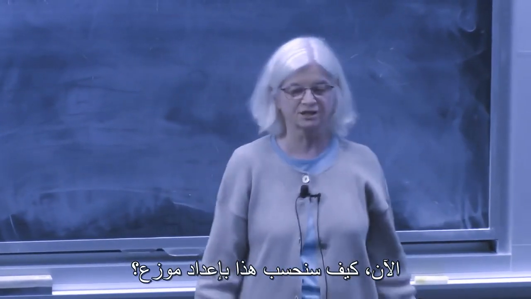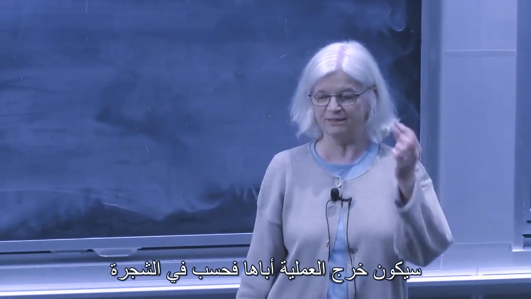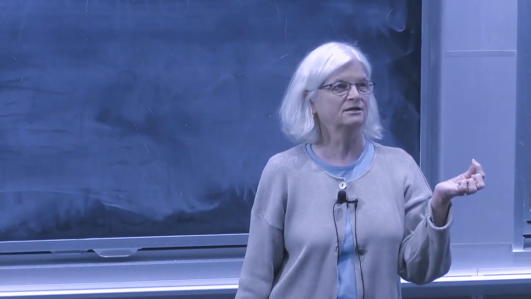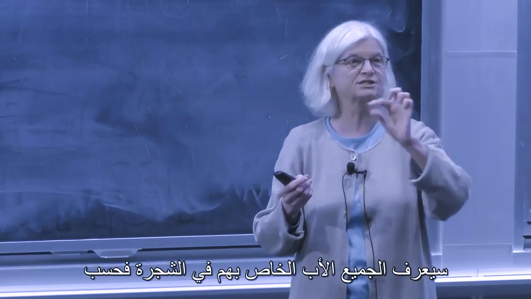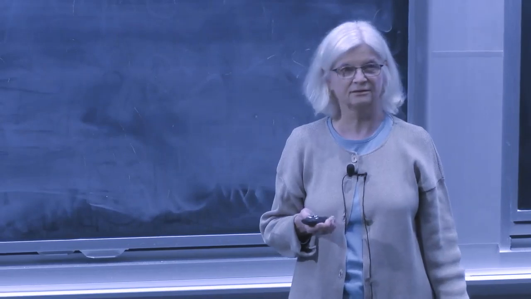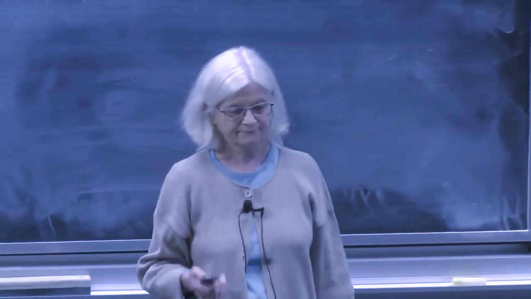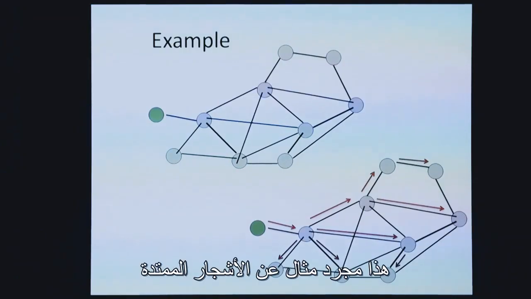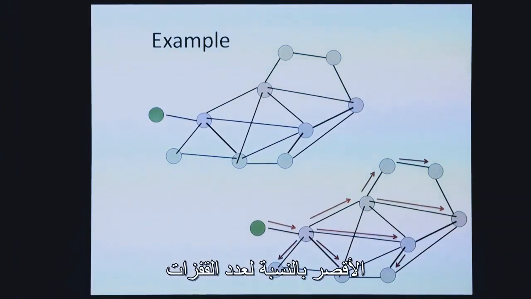Now how are we going to compute this in a distributed setting? The output of a process is just going to be its parent in the tree. So we're not actually going to compute this tree anywhere as a whole. Everybody is just going to know its parent in the tree. Questions? Problem make sense? This is just an example of a breadth-first spanning tree. This gives you shortest paths to all of the nodes, shortest in terms of the number of hops.